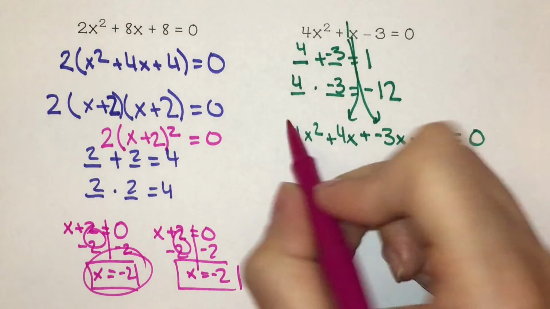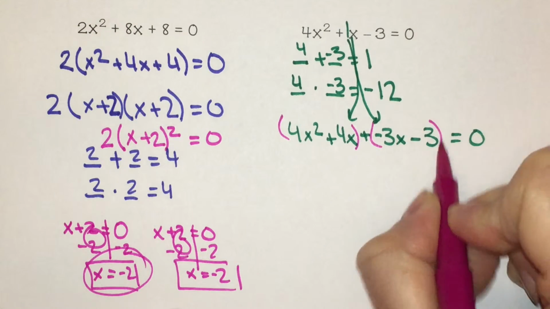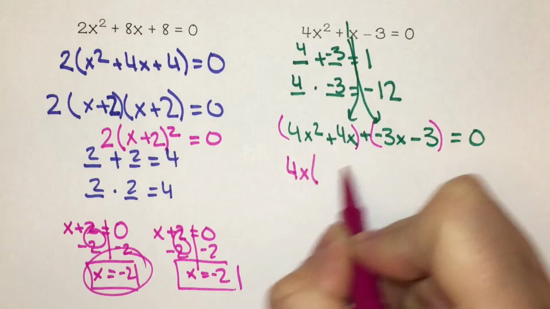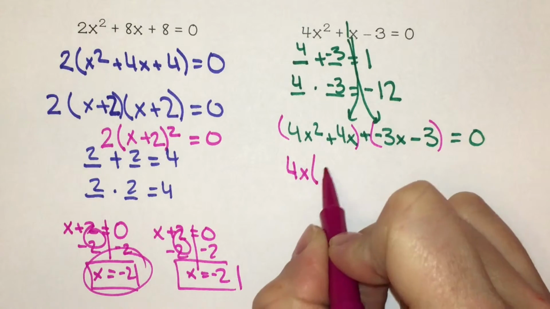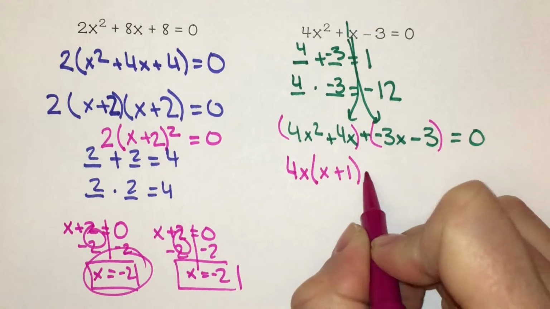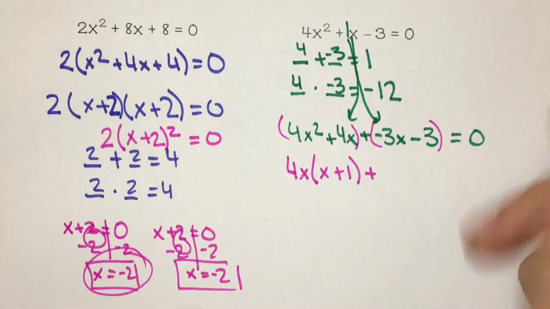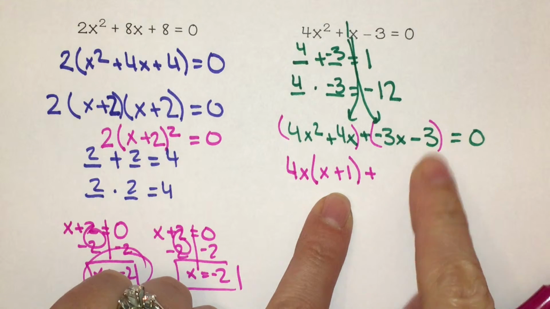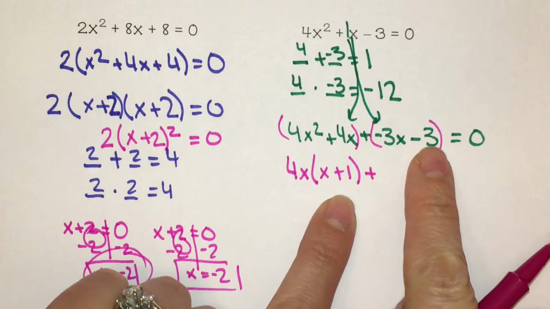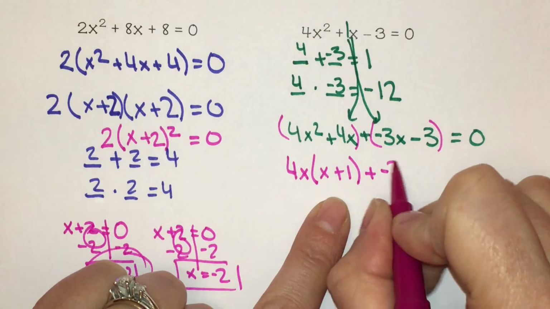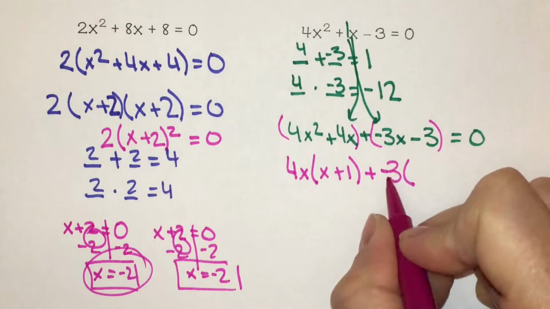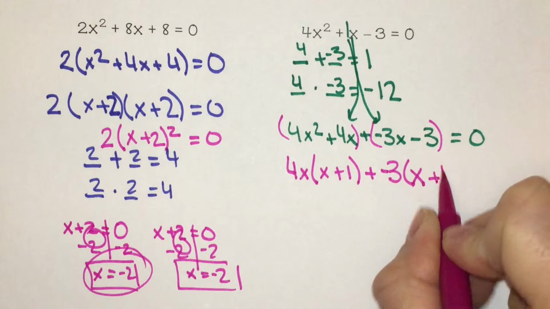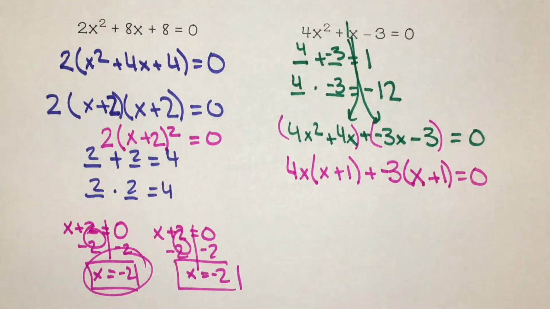Put parentheses around the first two and last two terms. From the first I can factor out 4x, and I'm left with x plus 1, plus. Here I need these parentheses to be the same, so I need to factor out a negative. I can factor out negative 3: negative 3x divided by negative 3 is x, and negative 3 divided by negative 3 is positive 1, equals 0.